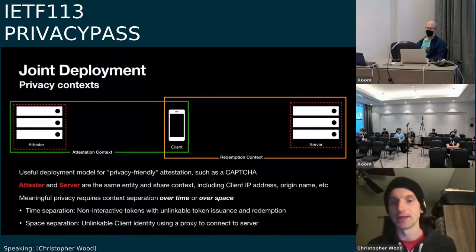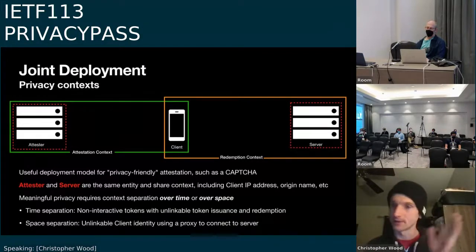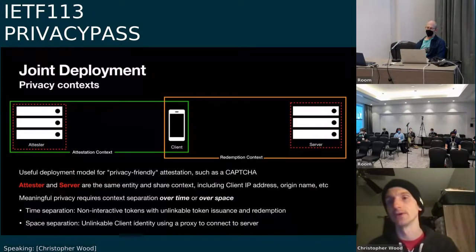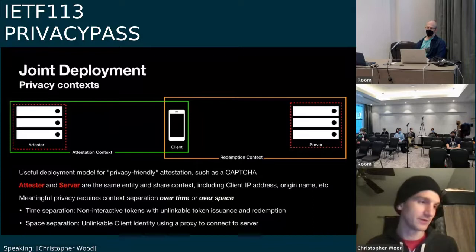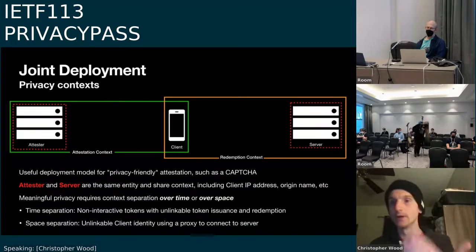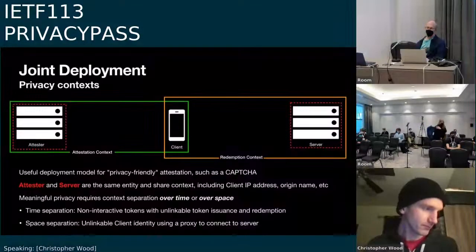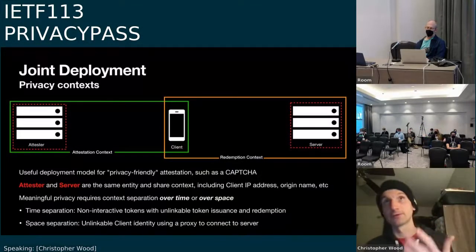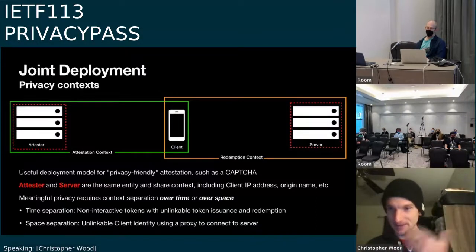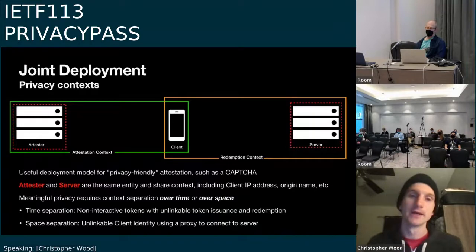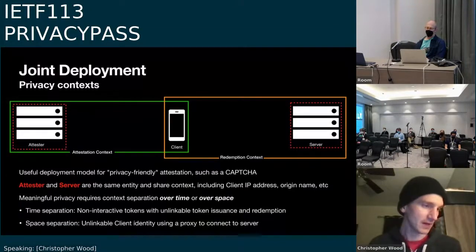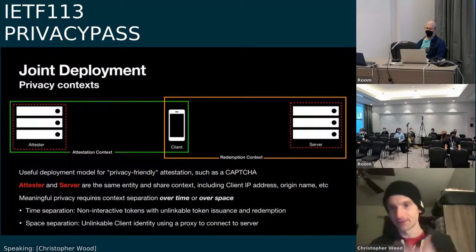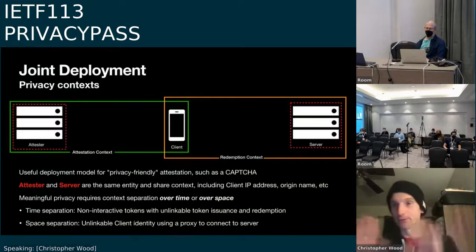On the space separation side, a client would separate itself in space by using, for example, a proxy and connecting to the attester or connecting to the server. Indeed, in the initial motivating use case for Privacy Pass, users of Tor would be faced with CAPTCHAs over and over again, being forced to present tokens. They were already separating themselves over space, but you can use other proxies if reasonable for your particular deployment model.